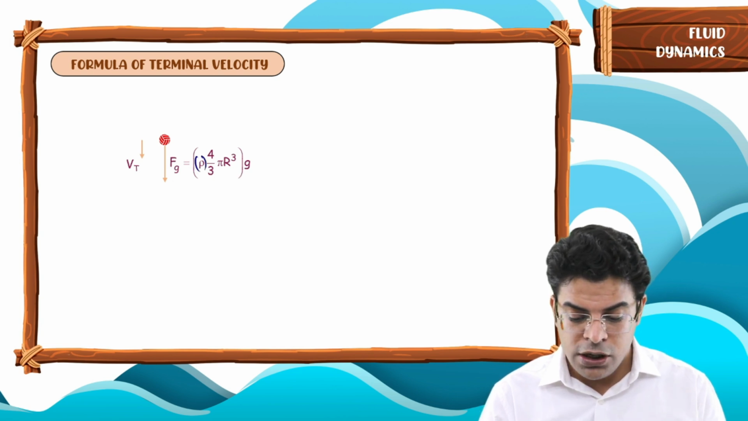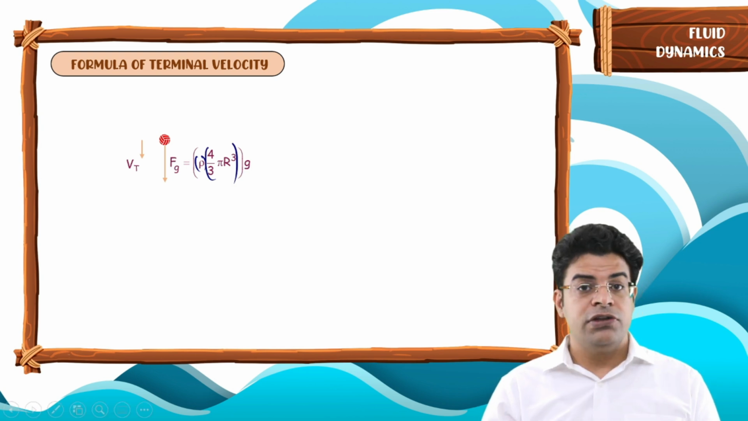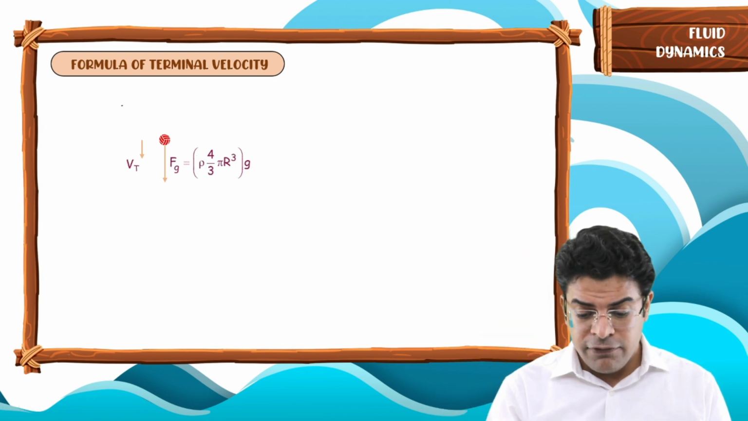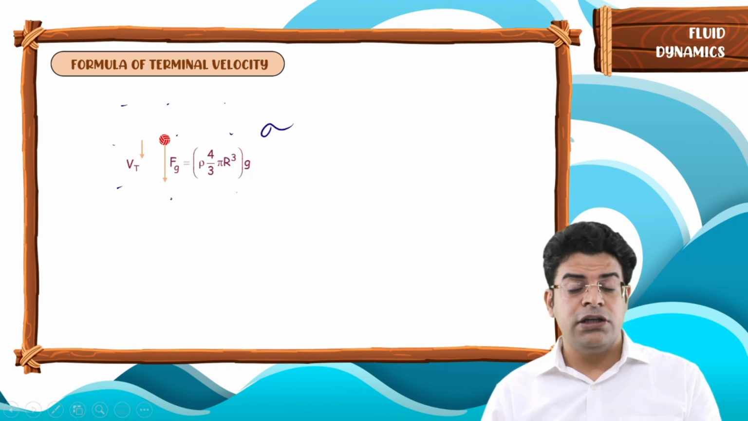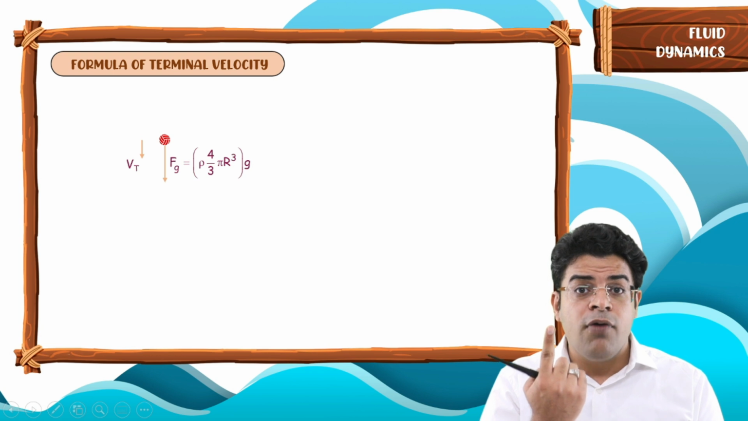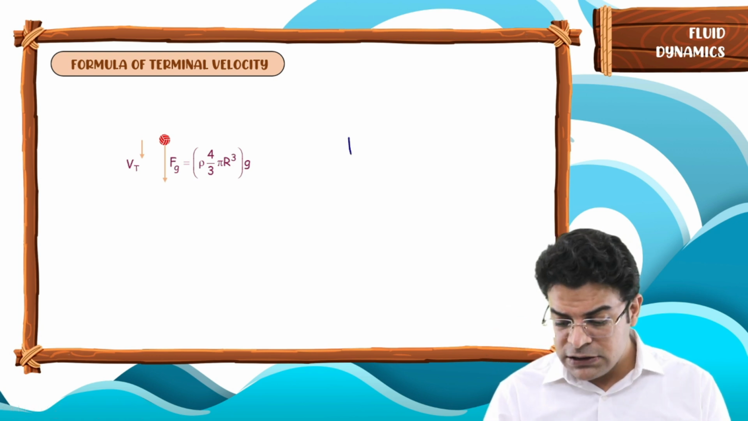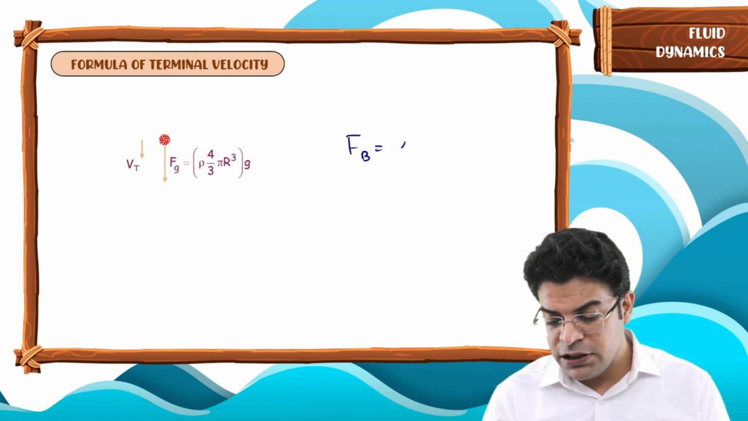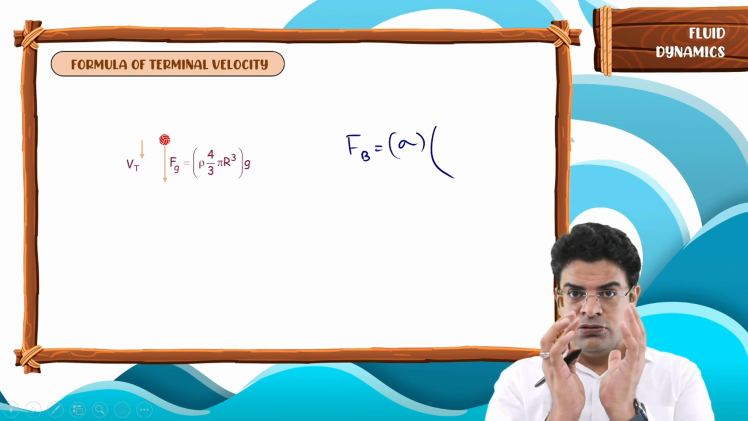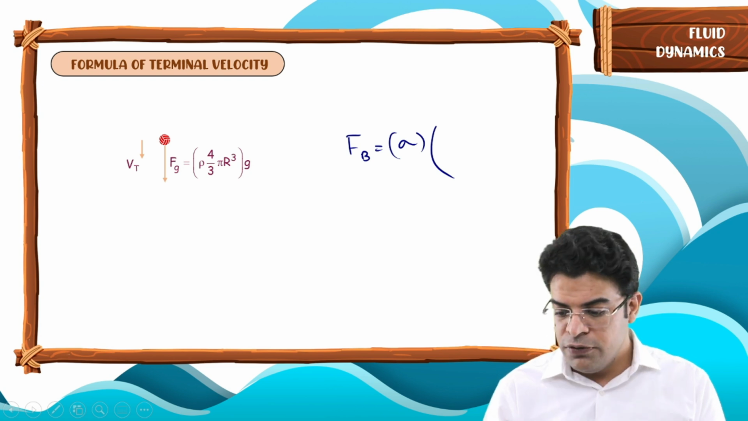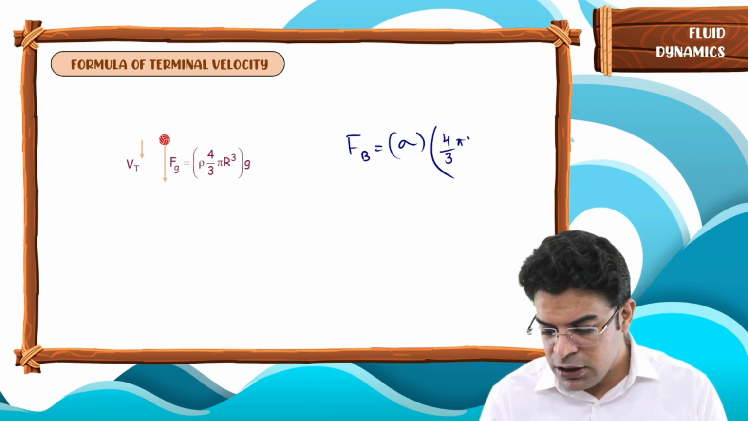So rho into 4 by 3 pi r cube. This will be the force of gravity. If the surrounding fluid has a density sigma, the surrounding fluid will apply a force of buoyancy. How much is the force of buoyancy? The density of the surrounding fluid, which I am saying to be sigma, into the volume submerged, the volume of this whole drop, which is 4 by 3 pi r cube, into g.